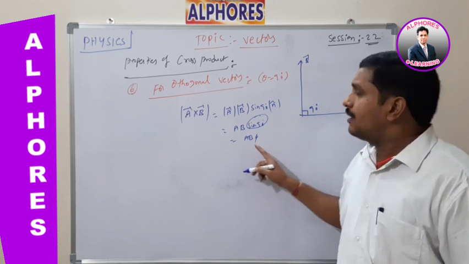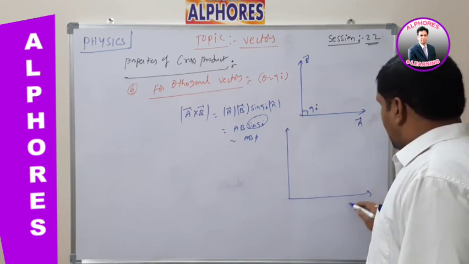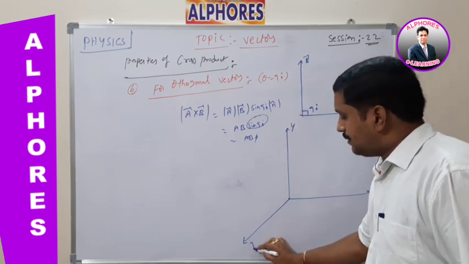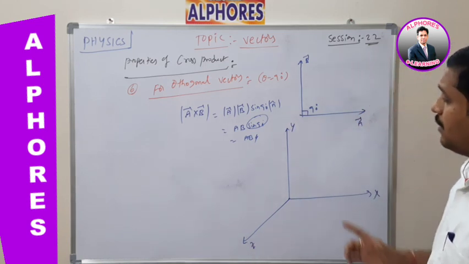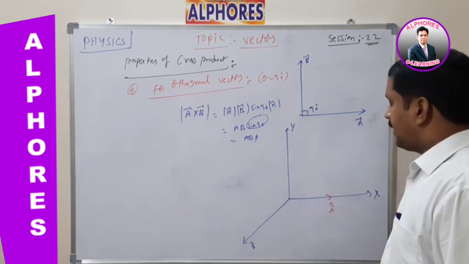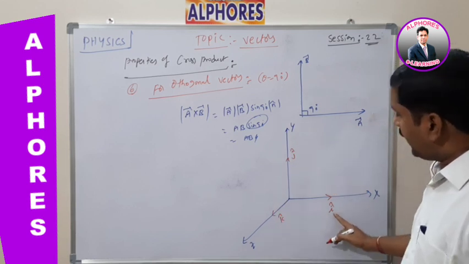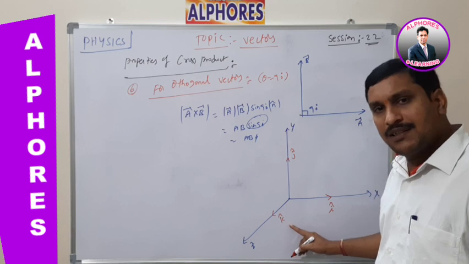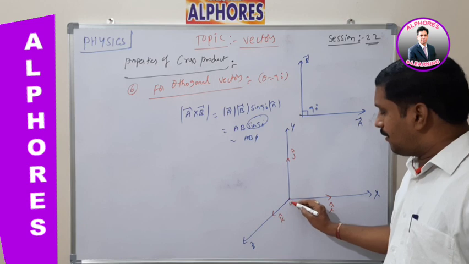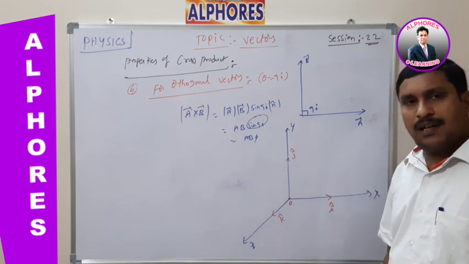Now listen carefully. For example, with orthogonal unit vectors, this is the x-axis, this is the y-axis, this is the z-axis. What are the unit vectors along the x-axis, y-axis, z-axis? The x-axis is I cap, the y-axis is j cap, the z-axis is k cap. I cap, j cap, k cap are the unit vectors along the x-axis, y-axis and z-axis. This is the origin. Now I have to find the value of I cap cross j cap.